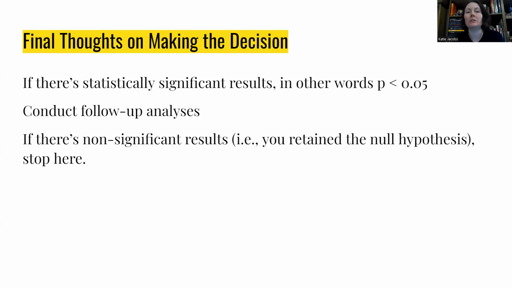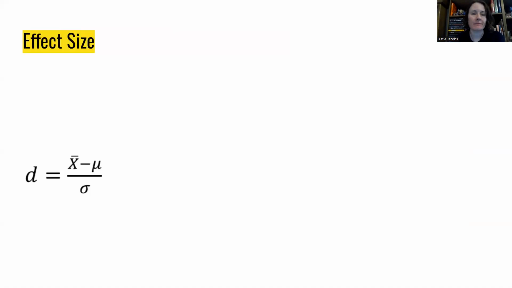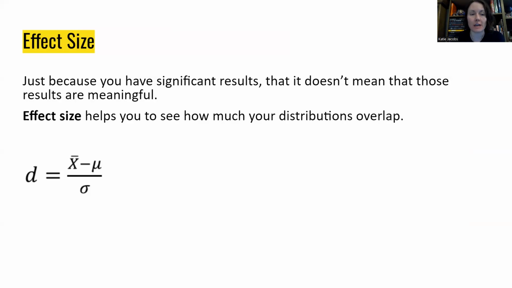You'd say not applicable. If you find significant results in the assignment that we're doing in class, you'll write out your results and you'll move on to step 7. So step 7 is conduct follow-up analyses, as needed or relevant follow-up analyses. And for this, just because we find significant results in step 6, it doesn't mean that those results are meaningful. All it says is that our differences are big enough that they didn't happen due to chance. Okay. So effect size then helps us determine how much our distributions overlap.